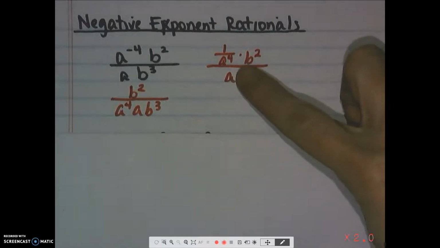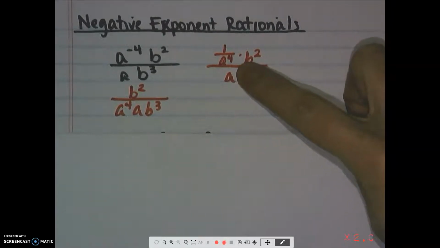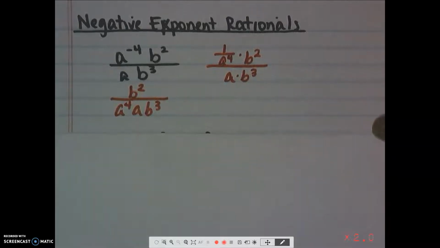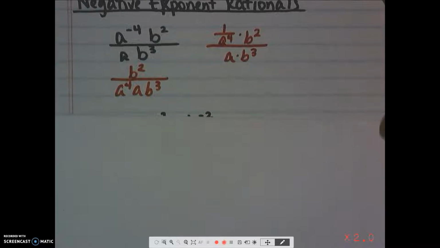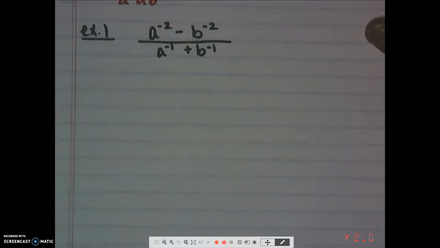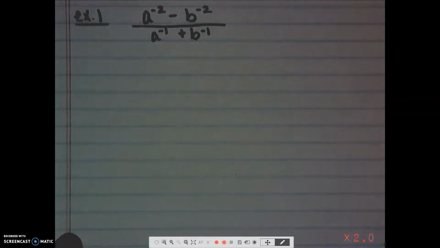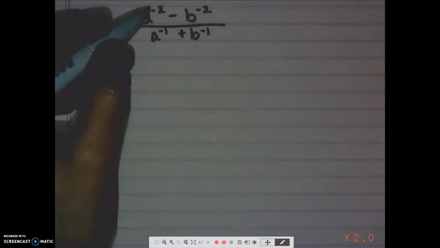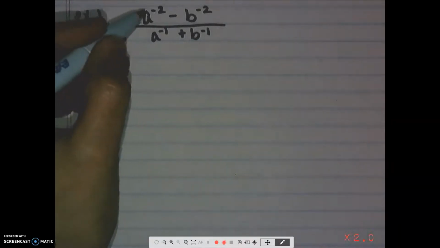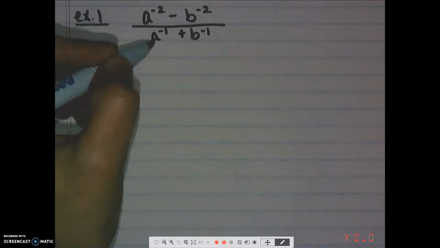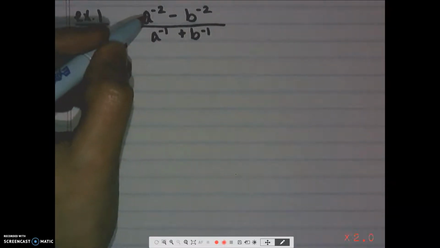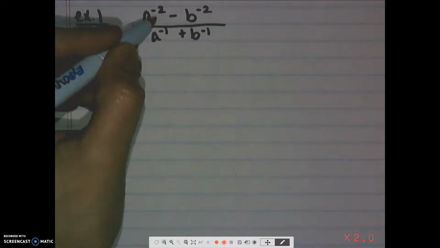So we're going to use this idea, the true definition of a negative exponent, in order to answer these negative exponent rationals. Again, keeping in mind, negative exponent rationals are just complex rationals. All right, we have a to the negative second minus b to the negative second divided by a to the negative first plus b to the negative first. So here, this negative exponent cannot move to the other side of this fraction bar. This negative exponent is part of a binomial, okay?